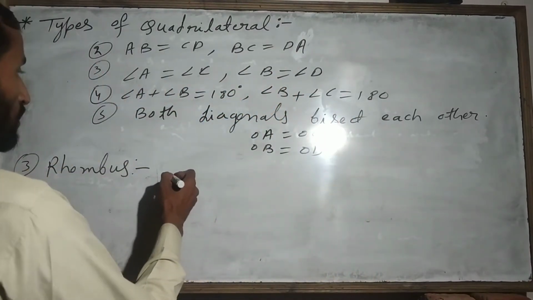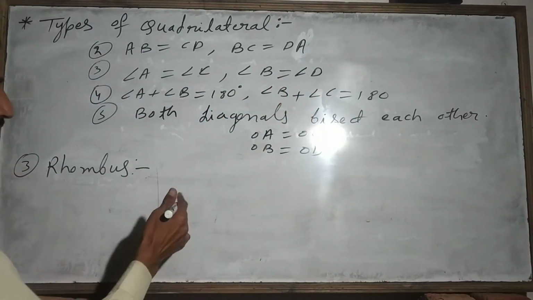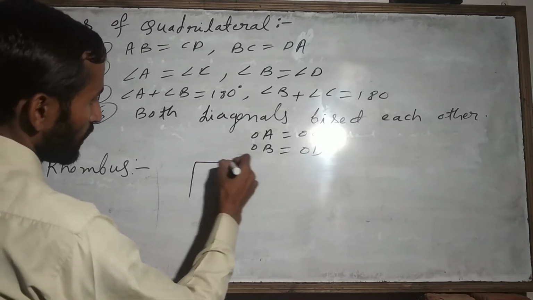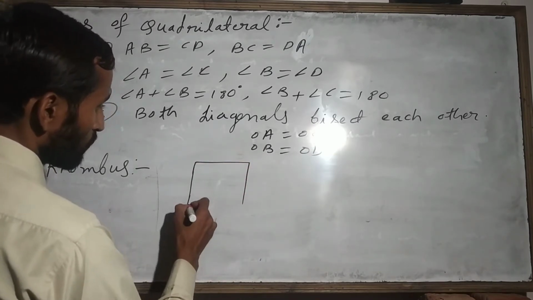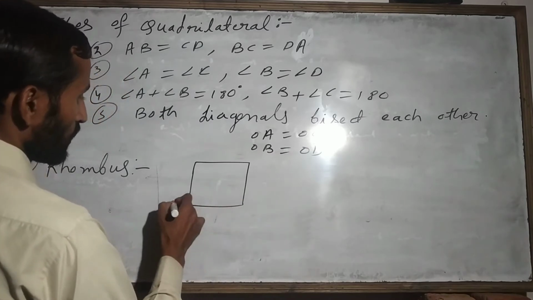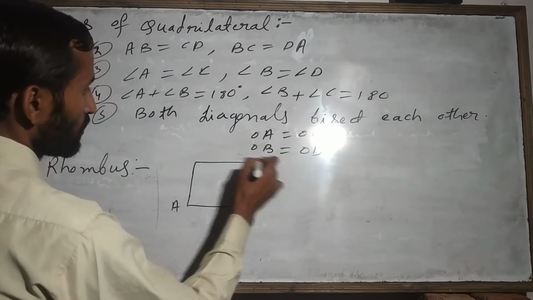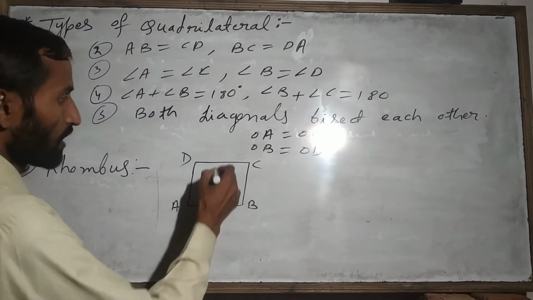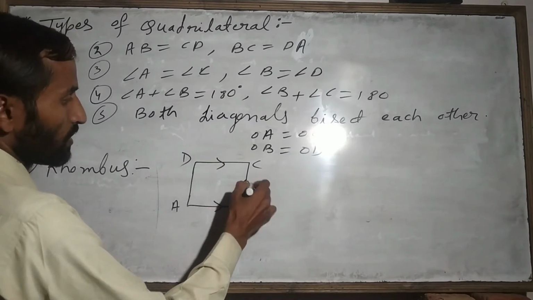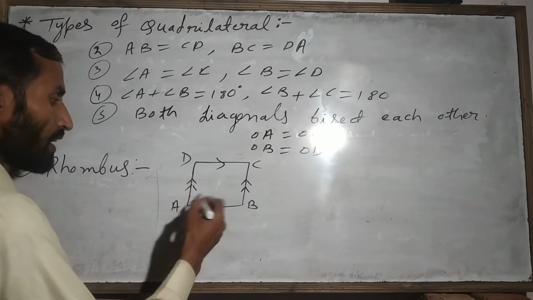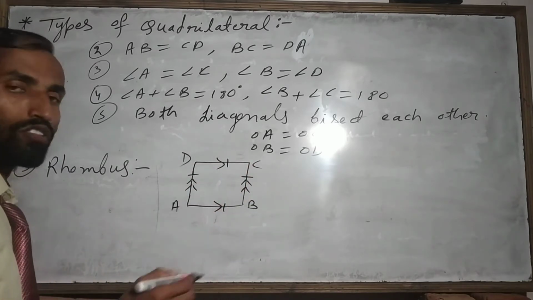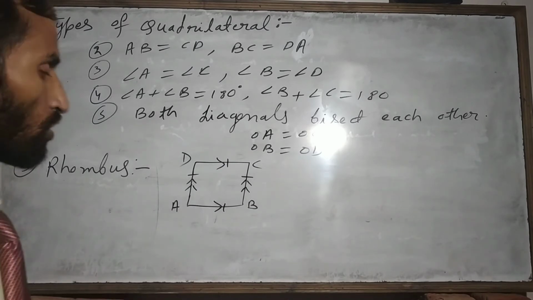I am not writing the definition. I will just draw a diagram and explain the properties of the rhombus. Just see here A, B, C, D. Like the parallelogram, opposite sides are parallel, and this side is equal to this side is equal to this side is equal to this side. It means all four sides are equal in the rhombus.